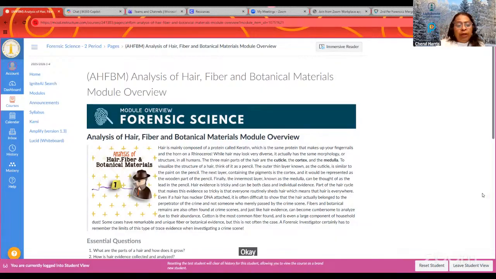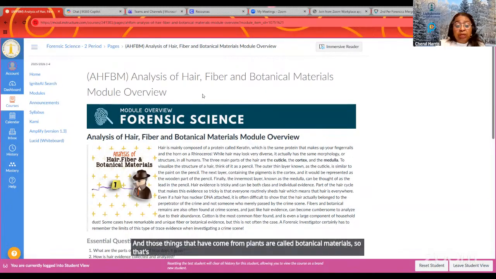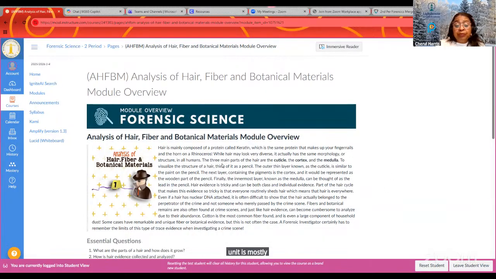Okay. All right. So again, as far as forensics is concerned, some of the evidence at a crime scene is hair, fibers, and fibers from different materials, blankets and wool and cotton and things of that nature. And those things that have come from plants are called botanical materials. So that's what this unit is mostly about.